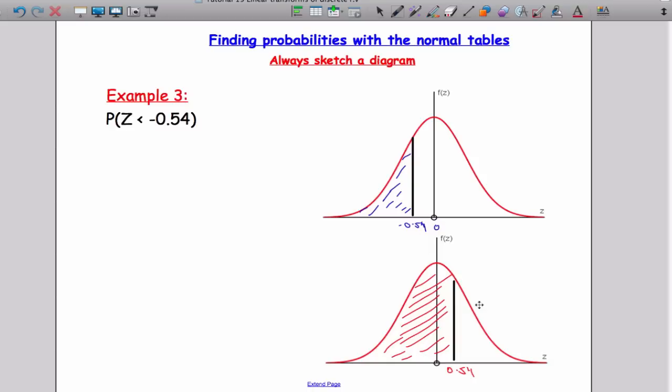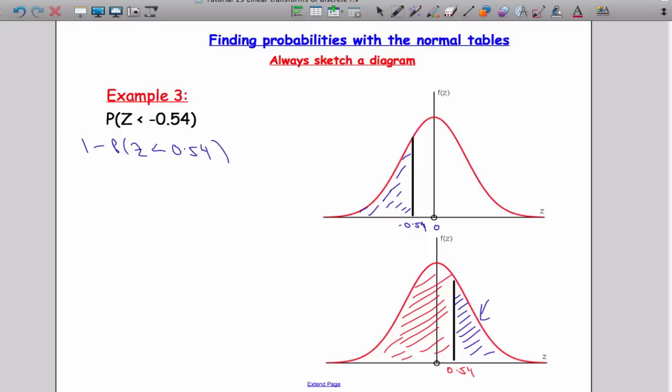And the part that I'm interested in is actually this blue bit over here, because this blue area is actually going to be the exact same as this blue area because it's symmetric. So if I work out the probability that Z is less than 0.54 and then subtract it away from 1, it leaves me with the blue bit here. So I'm actually going to do 1 minus the probability that Z is less than 0.54.